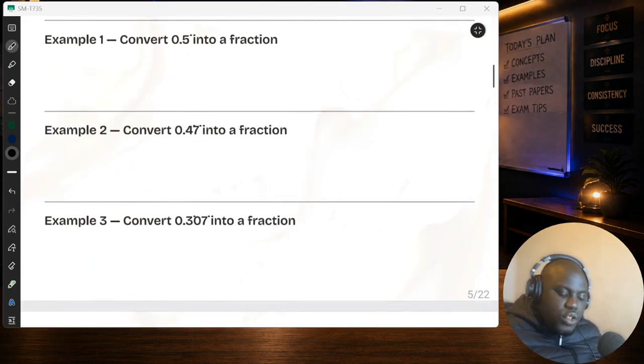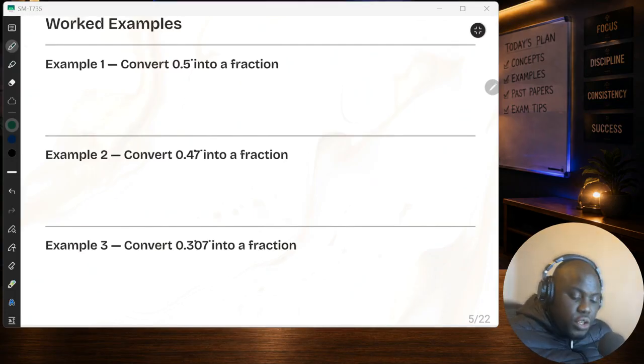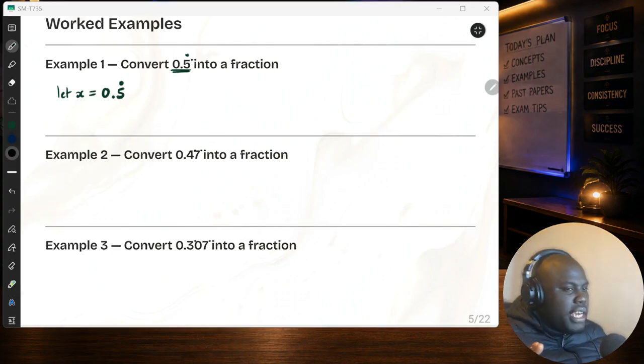So now let's do examples. I'm going to do examples really fast. This is so easy. I know you can do it. They're saying convert 0.5 recurring into a fraction. You say let x be equal to 0.5 recurring. This is the first step. It will never change. So if I don't see it, then there is a problem.